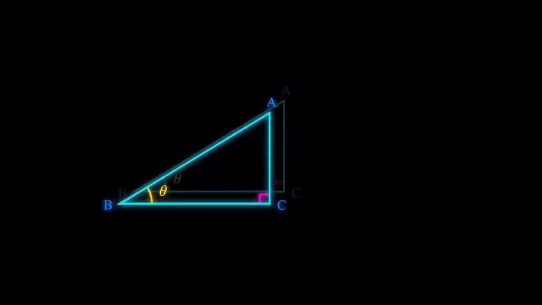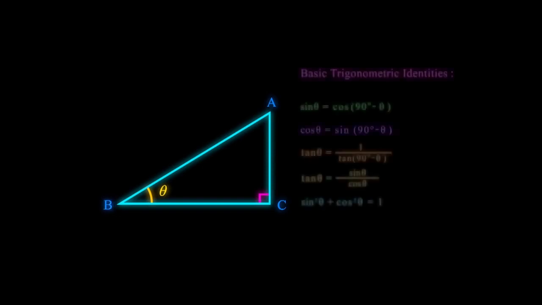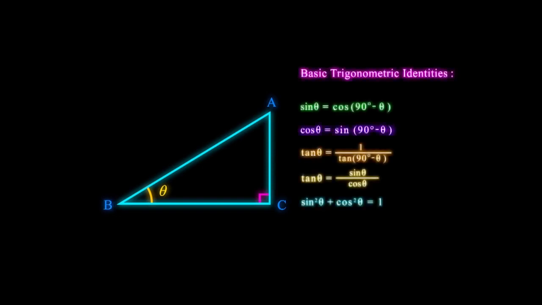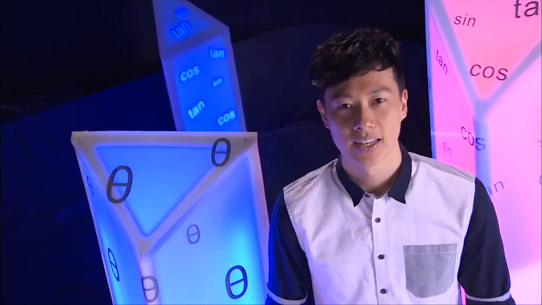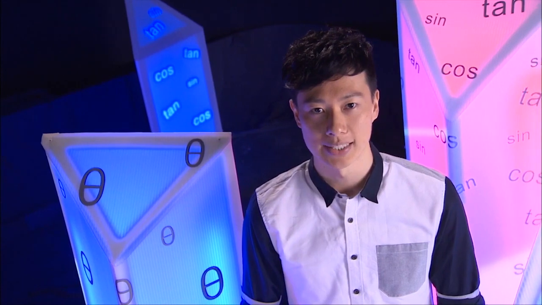Let's look at this right-angled triangle. Angle C is a right angle. Angle A and angle B are complementary angles. We end up with these basic trigonometric identities through the use of trigonometric ratios. Now we can use these basic trigonometric identities for calculations or problem solving.